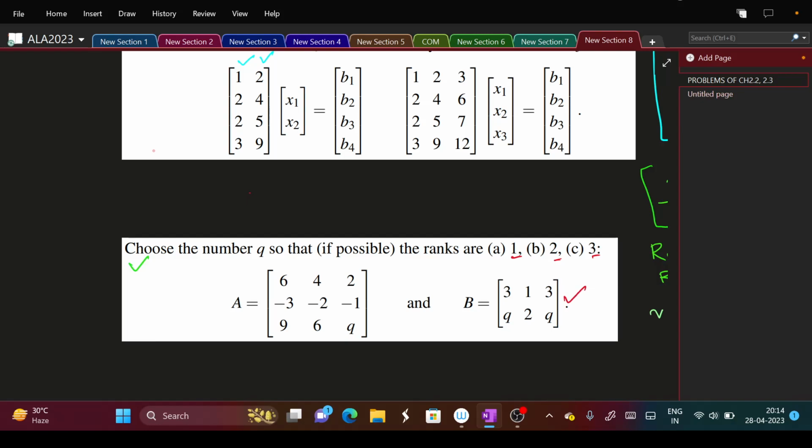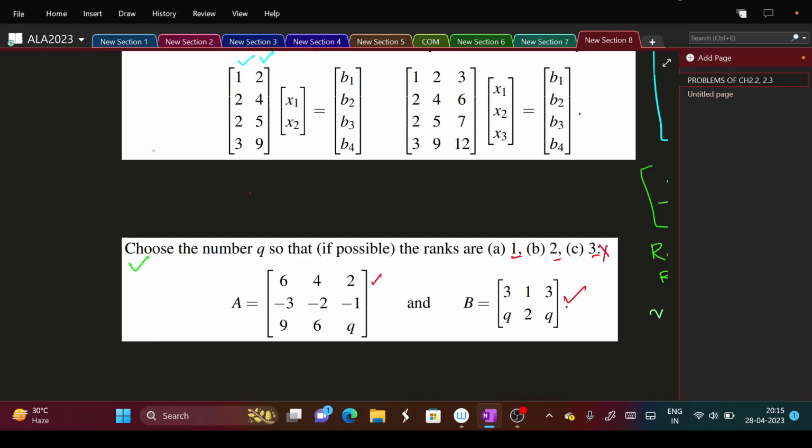Observe, in case of B, rank 3 is not possible as it has only 2 rows. And in case of A, rank 3 is not possible because second row multiplied by minus 2 is the first row. So they are scalar multiples of each other. That means this matrix is singular. As this is a singular matrix, one of the pivots is missing. Hence, it cannot have a full set of pivots. So in both cases, matrix A and matrix B, rank 3 is not possible. So this option is not there.